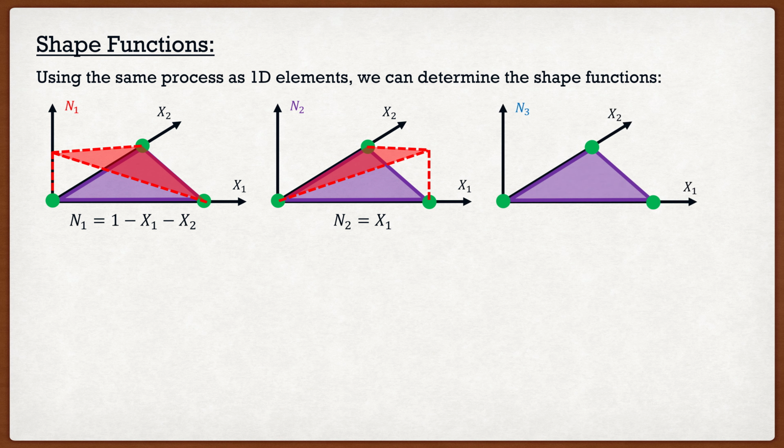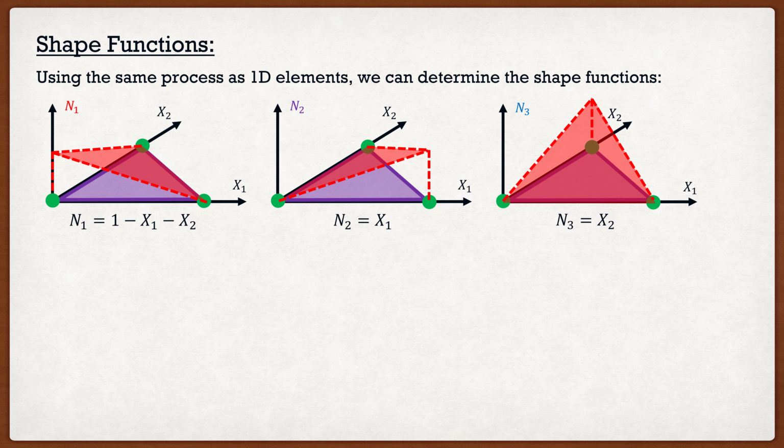Moving on to our final node, since we're dealing with node 3, we know that the shape function must have a value of 1 at node 3 and a value of 0 at the other 2 nodes. Therefore, the shape function is going to look something like this, and we know that our shape function n3 is simply going to be x2.